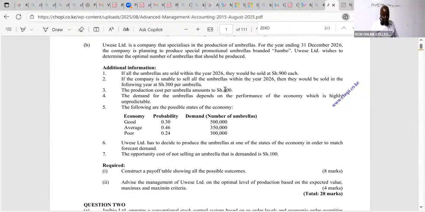The production cost per umbrella is 400. The demand for the umbrellas depends on the performance of the economy, which is highly unpredictable. The following are the possible states of the economy. We have economy good, average, poor, probability. Then we have the number of umbrellas demanded. The company has to decide how many umbrellas to produce in order to match forecast demand. The opportunity cost of not selling an umbrella that is demanded is 100. So you can see the demand there, 500, 350, 300. Great.